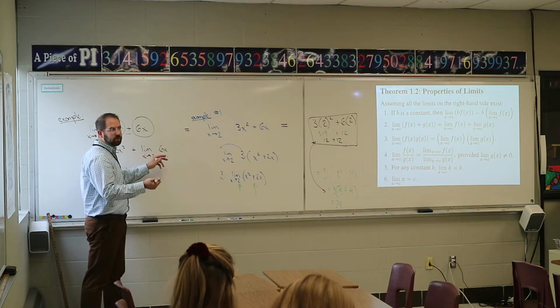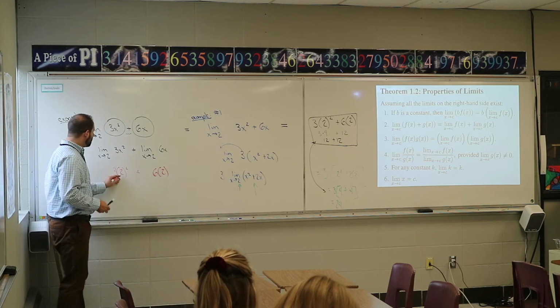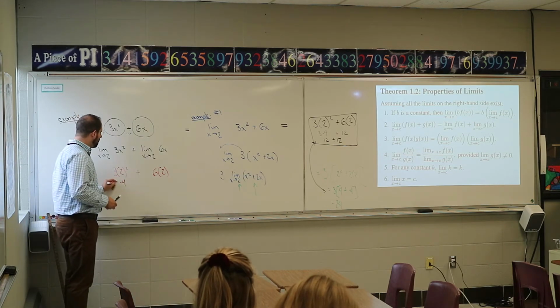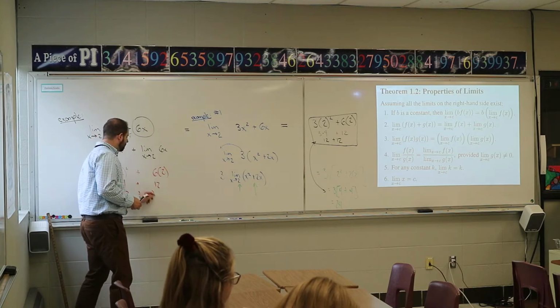Over here, I can plug in the 2, it doesn't cause any problems, so that's 6 times 2, because you just plug in the 2 into all the x locations. So this turns out to be 4 times 3 plus 6 times 2, which is 12, and this is 12 plus 12, which is still 24.